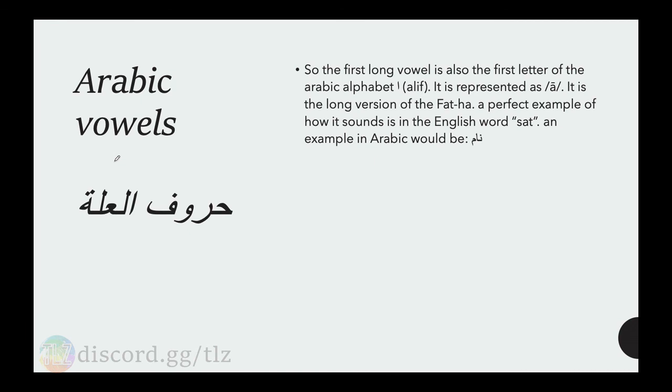So now let's look at the long Arabic vowels, right? So the first long vowel is also the first letter of the Arabic alphabet, alif. So you basically read it as though it changes in certain contexts, most of the time it is pronounced as a long version of the fatha, which is this one, but on top, right? So it would be on top of the letter. So bringing back the ha, right? And a perfect example of how it sounds usually is in the word sat, right? And an example in Arabic would be nam, which means sleep or to sleep.